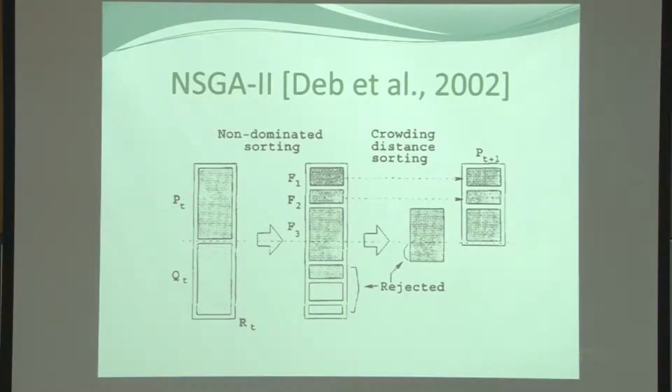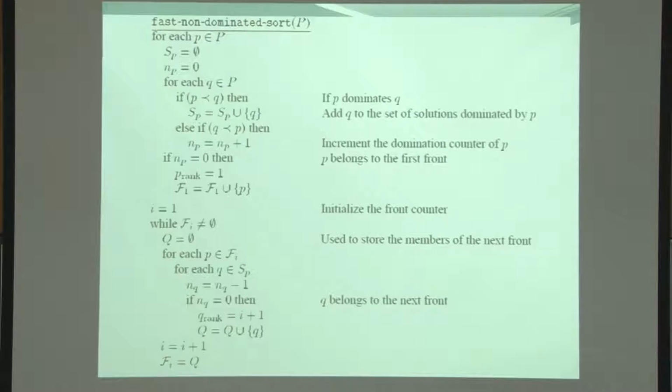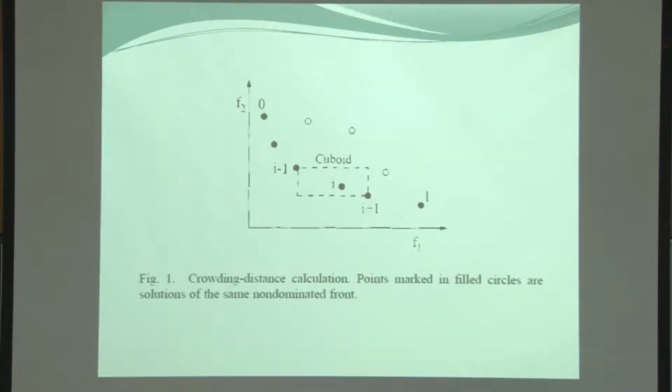These are the layers that it produces, and then it selects based on Pareto optimality and based on the crowding distance value. So this is the non-dominated sort. This is the algorithm, including the paper, which is not that difficult. You remember this symbol is meant to say dominates, if P dominates Q. So you can follow the algorithm. It's not very complicated.